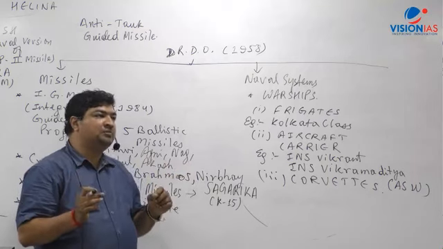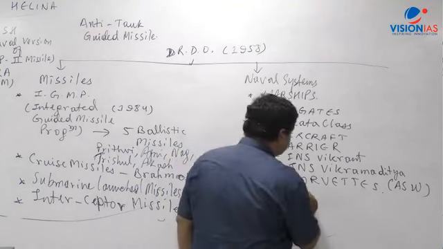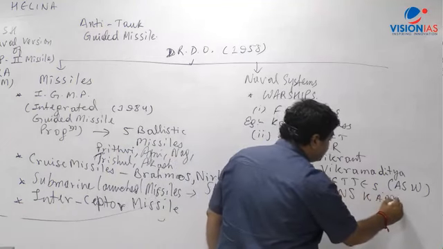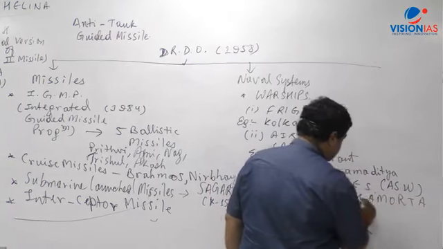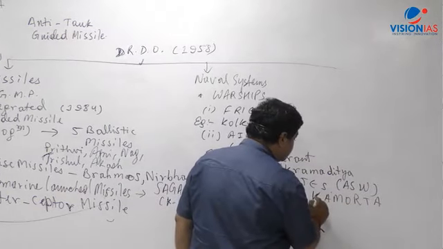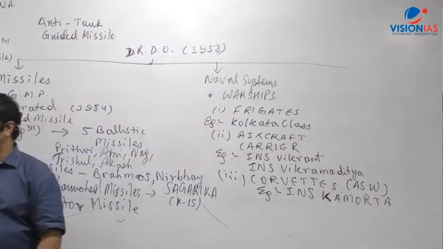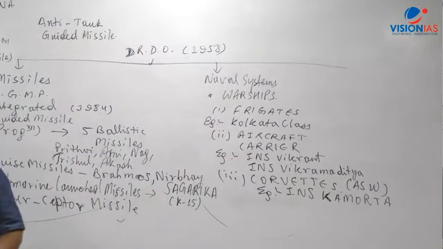And I'll give you one example, INS Kamota. This is named after an island in the Bay of Bengal. So INS Kamota is a corvette. In India, we have a very old company which is building such corvettes, and is located in Kolkata.